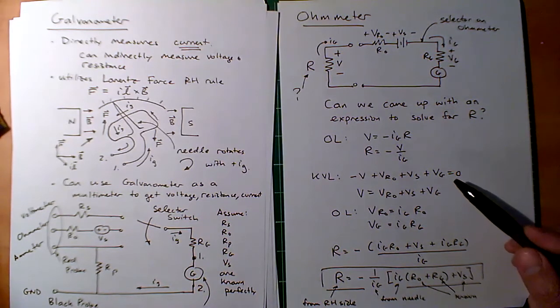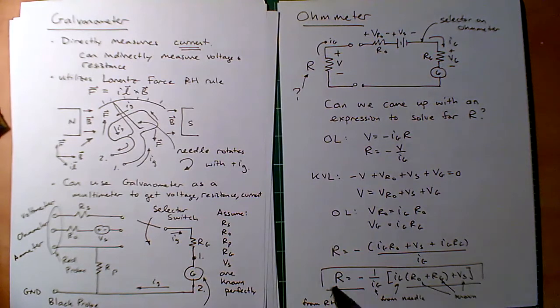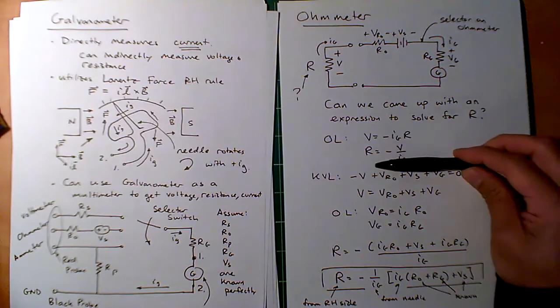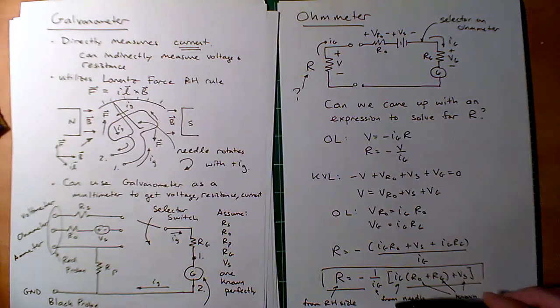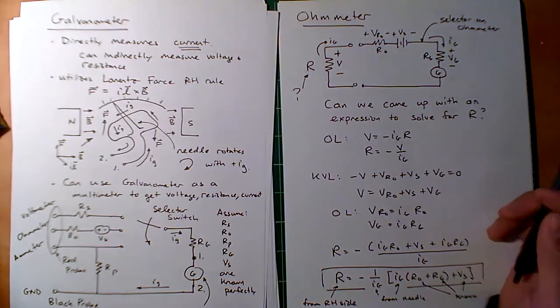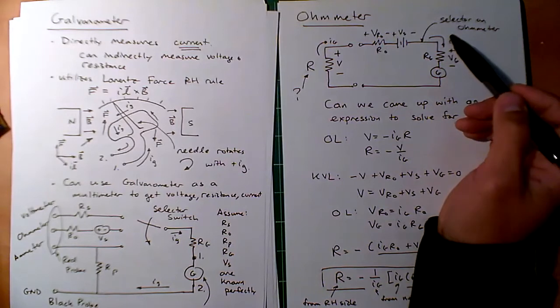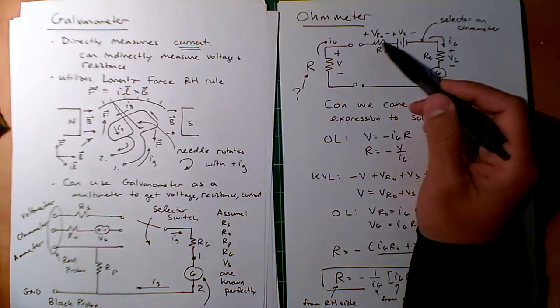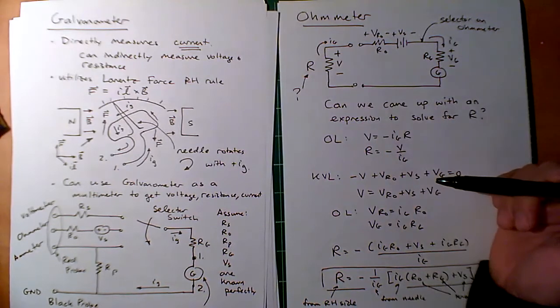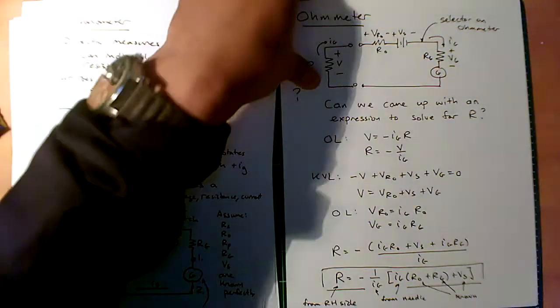Now, this isn't really that important. The important part is, are you able to follow the steps to get an expression in terms of these unknowns, right? That's kind of the point of all this. But it's kind of neat how we can take this current sensor and this kind of external circuitry and figure out what this resistance is, okay? All right. Let's keep going.